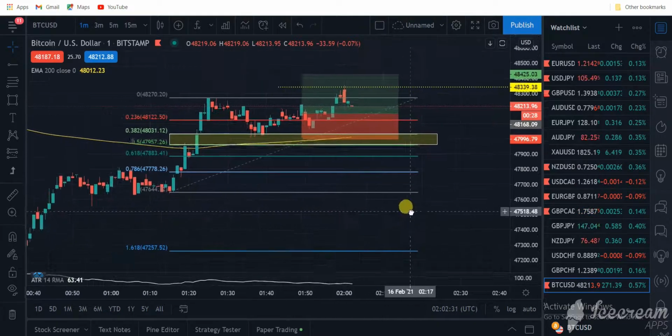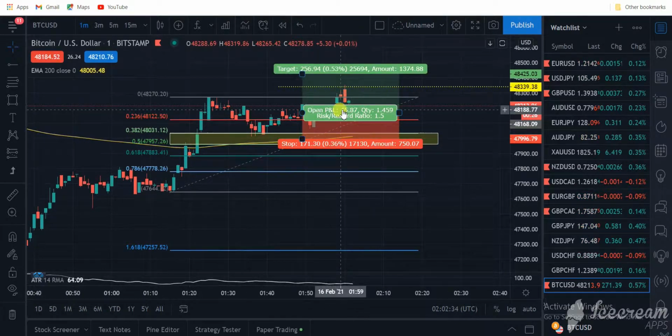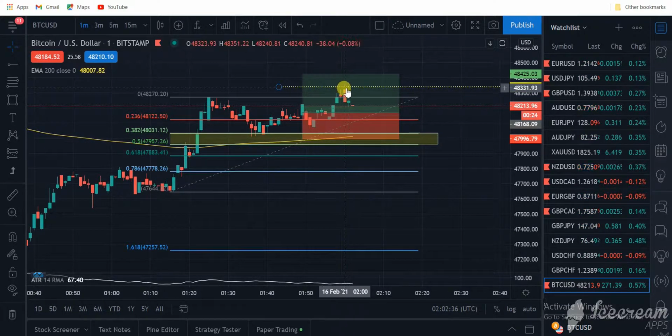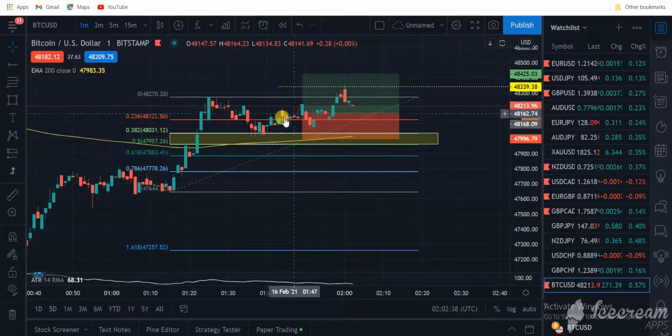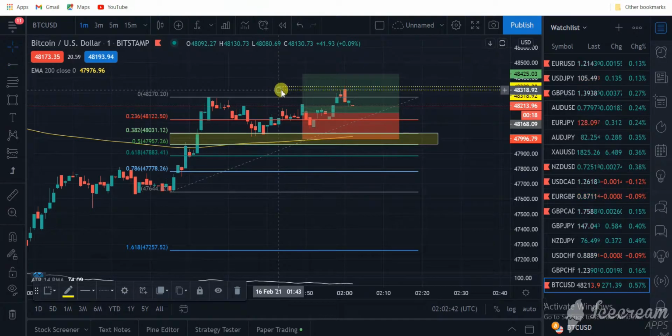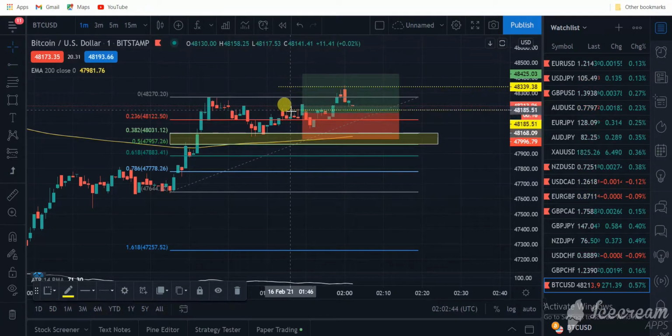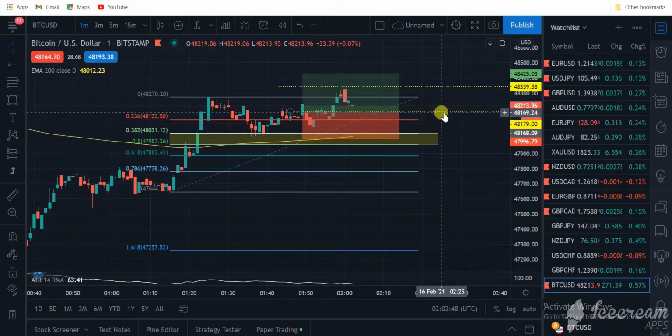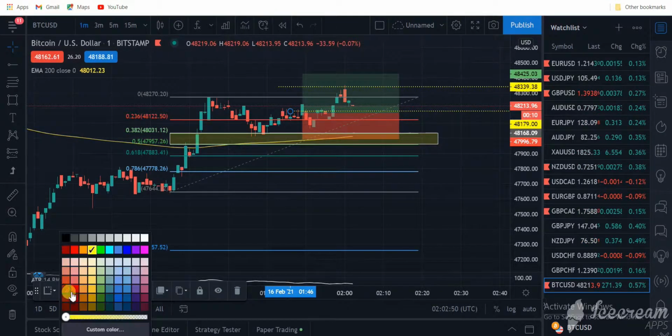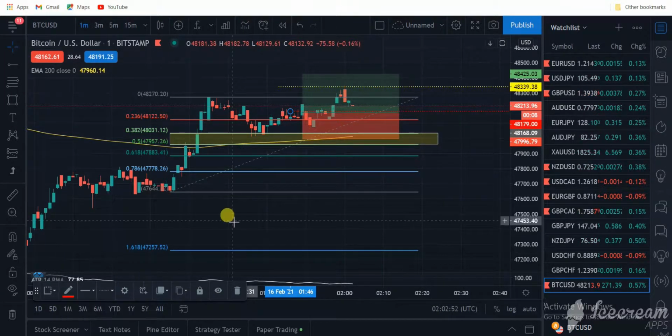Alright guys, so we got to the 1-to-1, so let's move our stops to break even. As you can see, a 1-to-1 was hit. Like I said, let's move it to break even. So my stop will be just at the entry point, slightly above the entry point, in case of commission fees and other stuff. That will be enough to cover those fees.